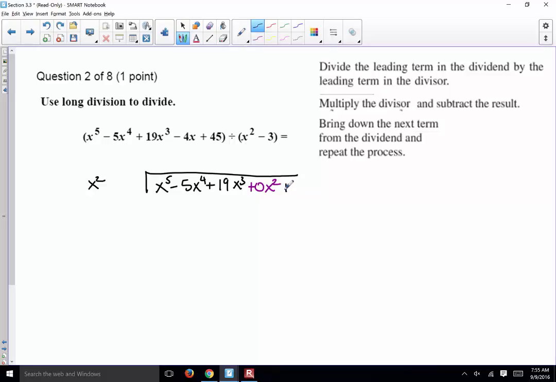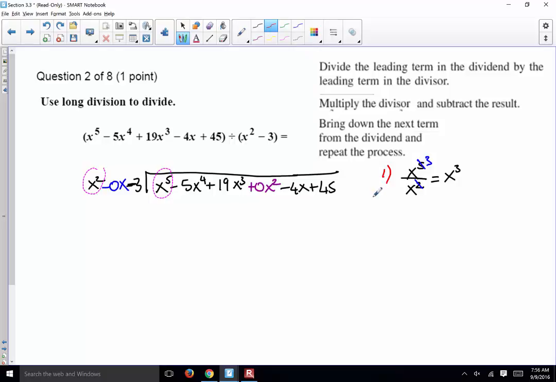It was minus 4x and 45. Same deal with the divisor. I have x squared, 0x and minus 3. Okay? All right. Now, step 1, we mark the biggest exponent on the right and on the left, and we divide one into another. This is x cubed, correct? 5 take away 2 is 3.